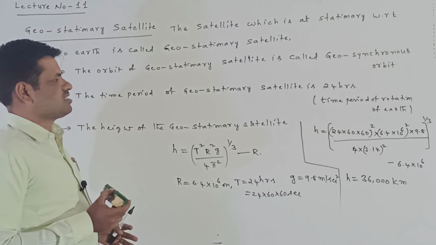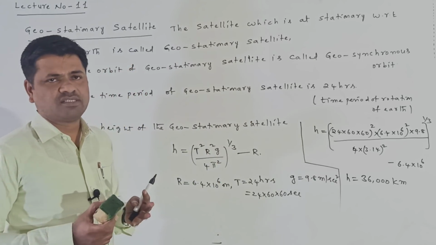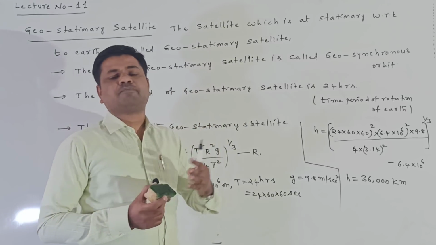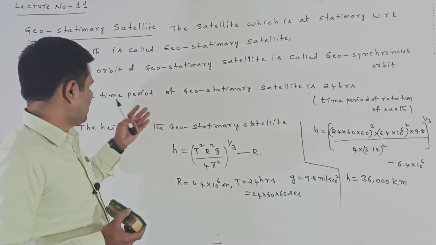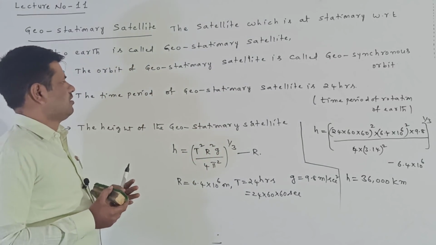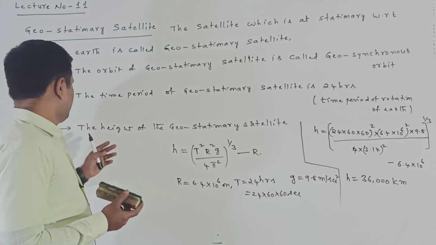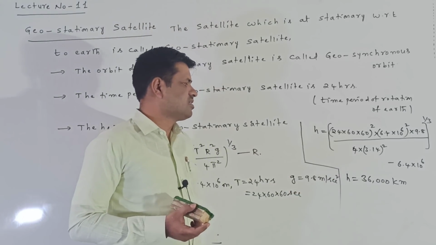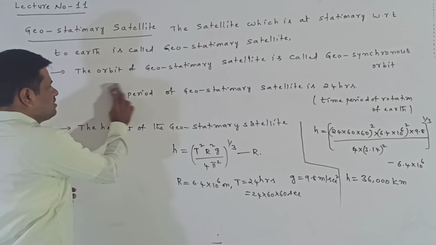The time period of a geostationary satellite is 24 hours. Why do we consider 24 hours? Because it is at rest with respect to the Earth, and the time period of rotation of the Earth is 24 hours. Similarly, the time period of the geostationary satellite is also considered as 24 hours. So the height of the geostationary satellite, found using this formula, is 36,000 kilometers.